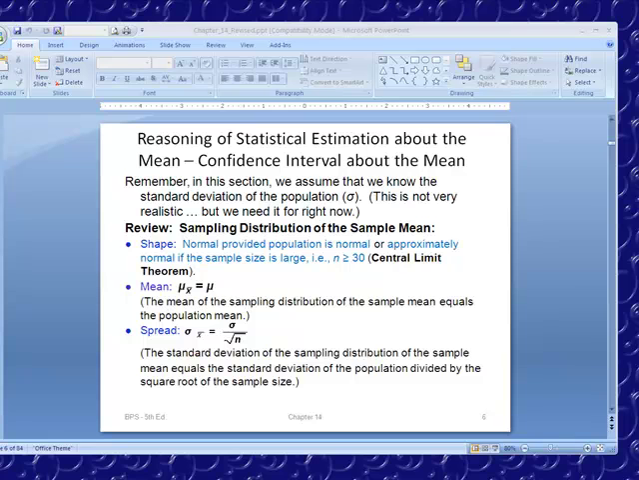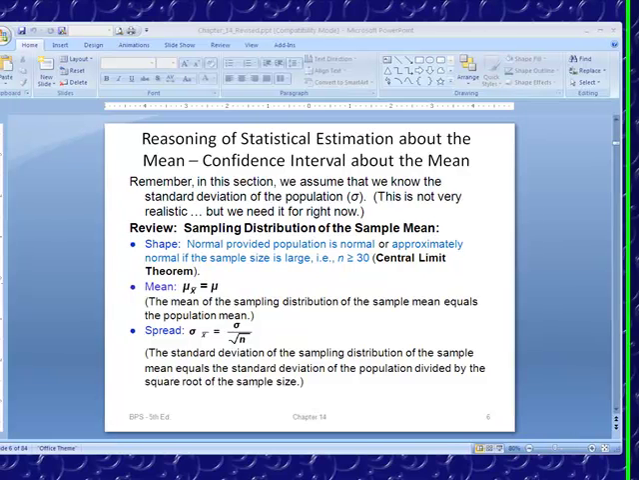So let's go back and do a little review about sampling distributions. Now remember that the mean of our sampling distribution of a certain sample size is equal to the population mean. And that the standard deviation for our sampling distribution of the sample means is just the standard deviation of the population divided by the square root of the sample size.